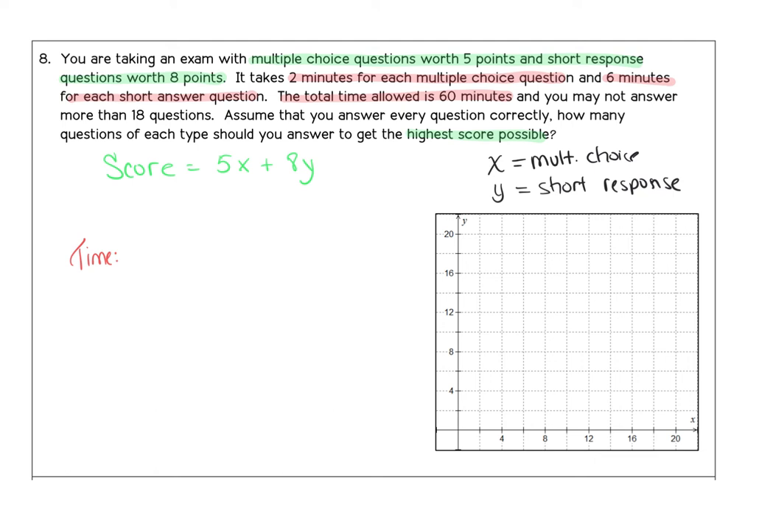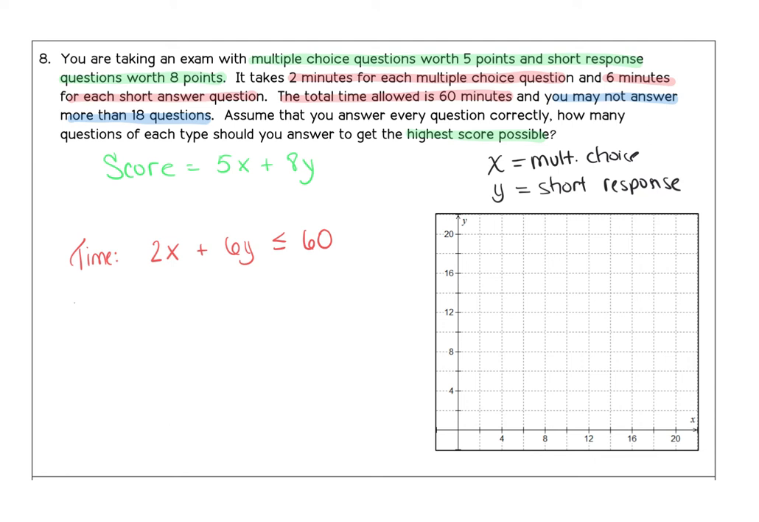Well, multiple choice, 2 times x. Short answer, 6 times y. Together, those cannot be more than 60 minutes. Limitation, all right? They have given me another limitation. You may not answer more than 18 questions. So if I take all of the multiple choice and all of the short response, they have to be less than 18, how many I answered. So that's what I'm going to do.